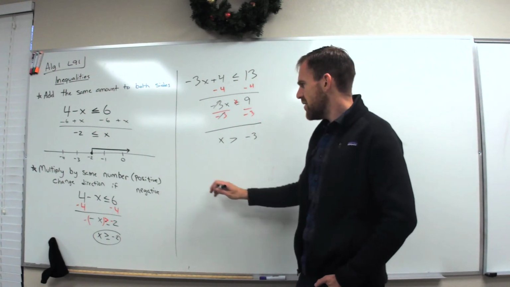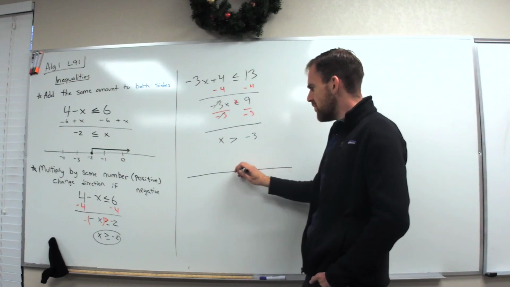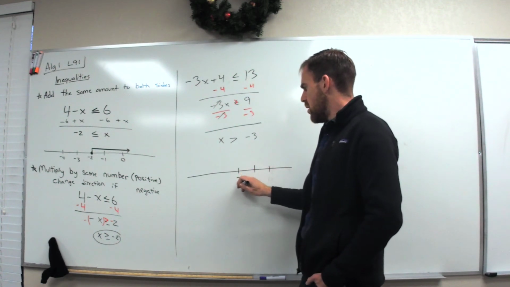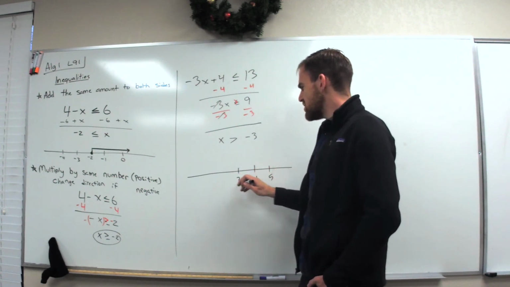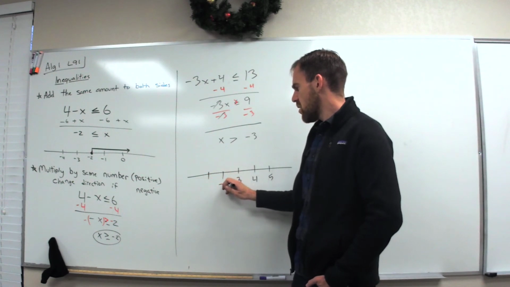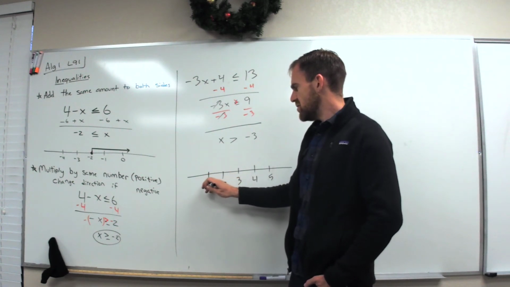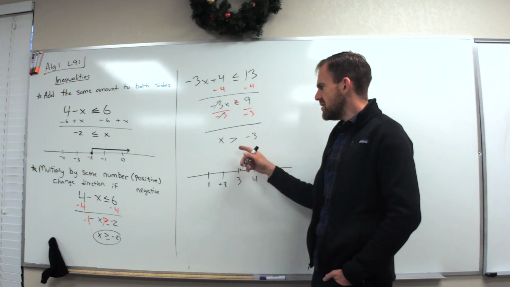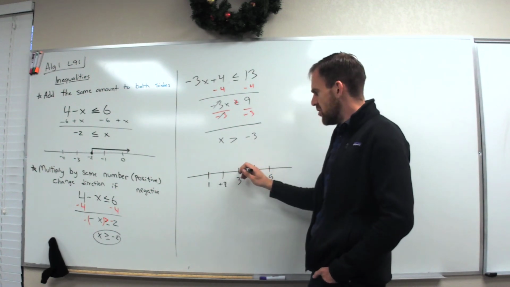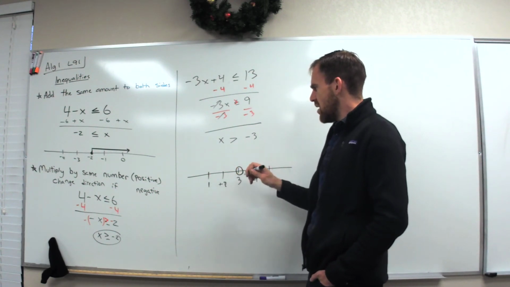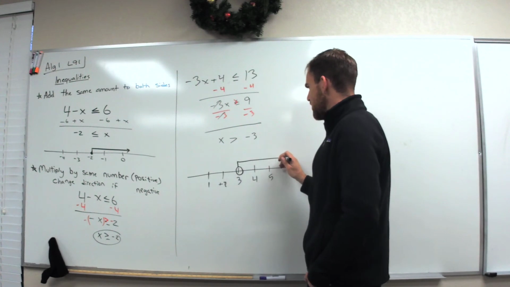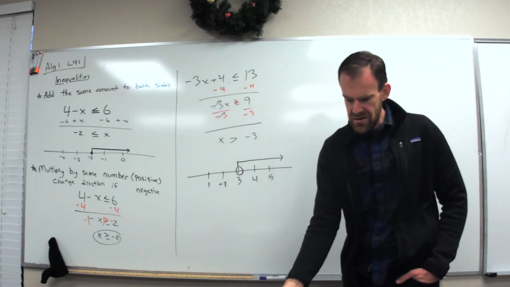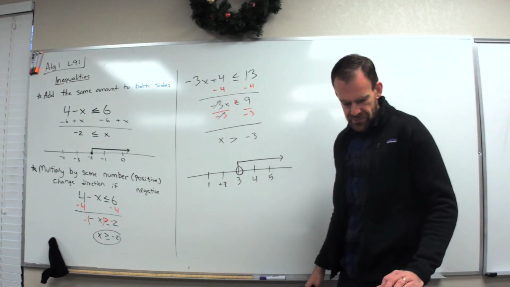How do I graph that? Well, negative 3 goes in the middle. I'm going to give at least 2 numbers on either side, a positive 2 and 1. Then, since it's not equal to, I will leave an open circle at negative 3 and draw the arrow to the right because x is greater than negative 3.